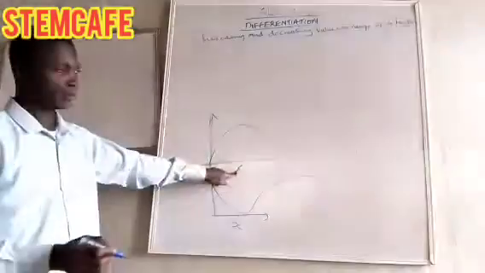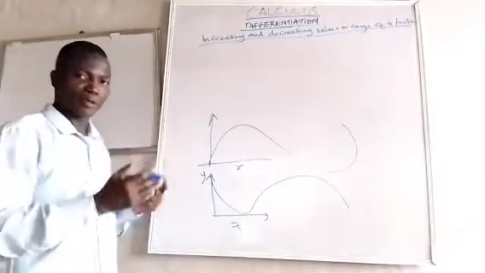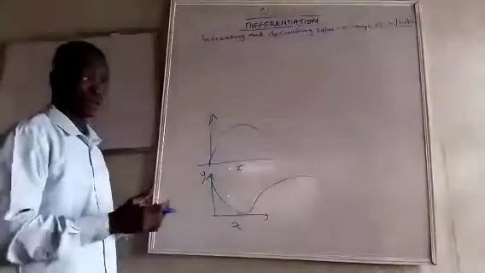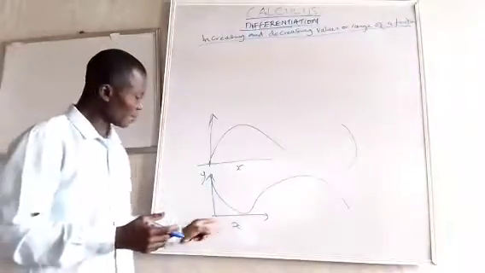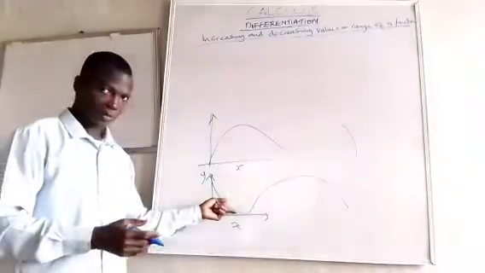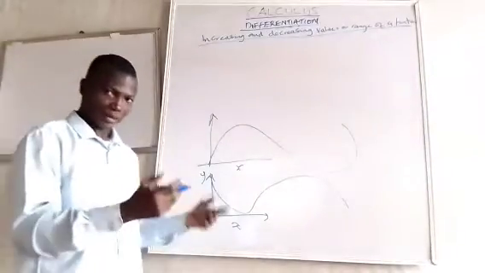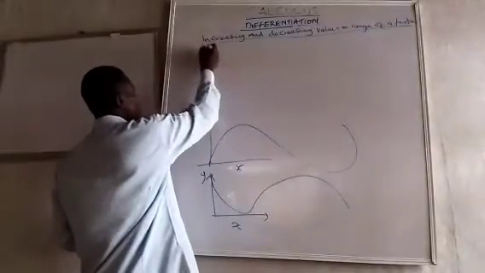When x increases, y also increases. That's why we know the function is increasing. But for this place, when x increases, y decreases. So that place, it is reducing. So let's put it down.